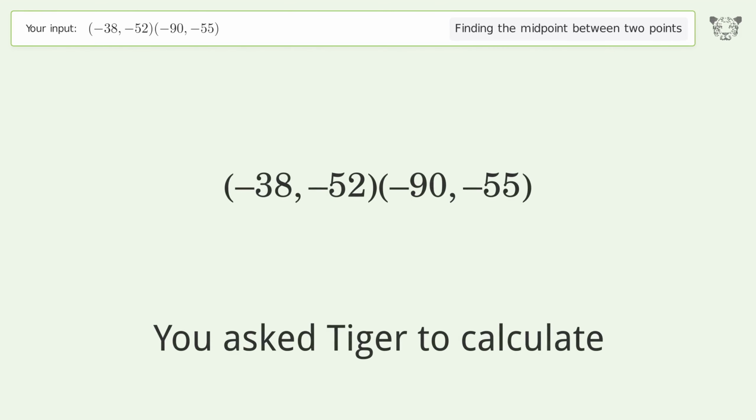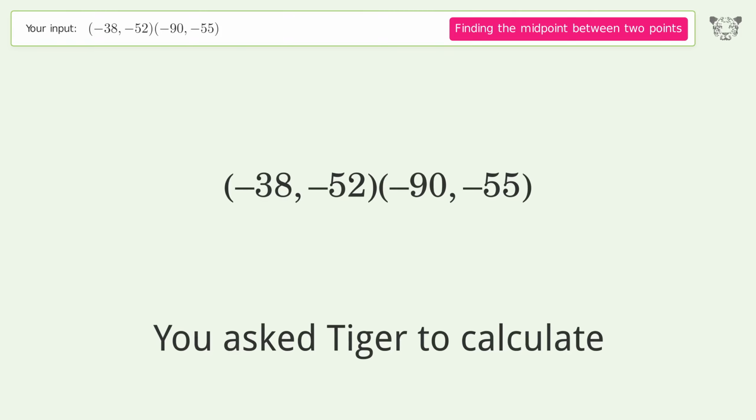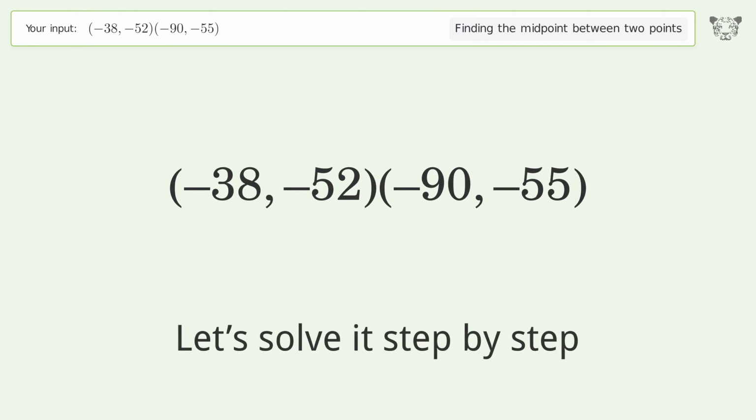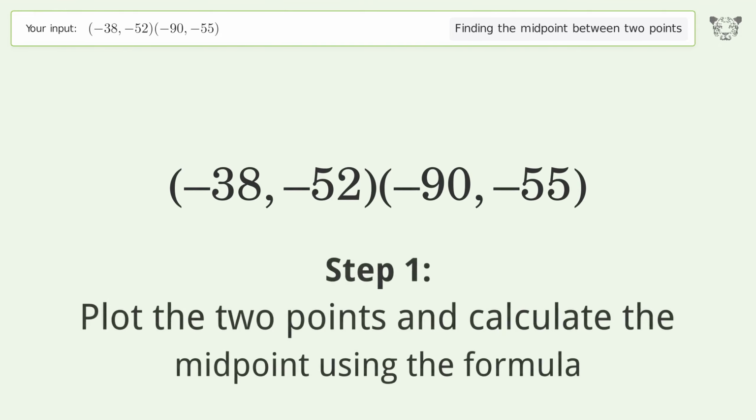You ask Tiger to calculate. This deals with finding the midpoint between 2 points. The midpoint between the 2 points is -64, -53.5. Let's solve it step by step. Plot the 2 points and calculate the midpoint using the formula.